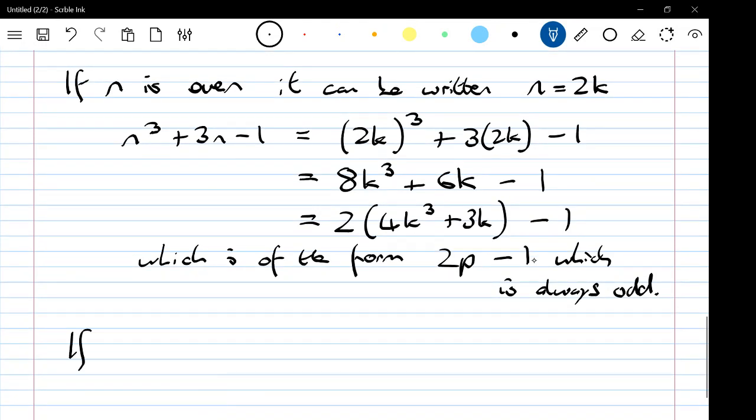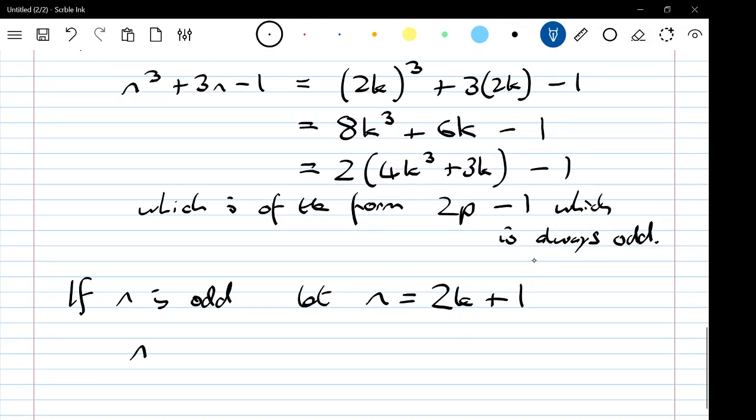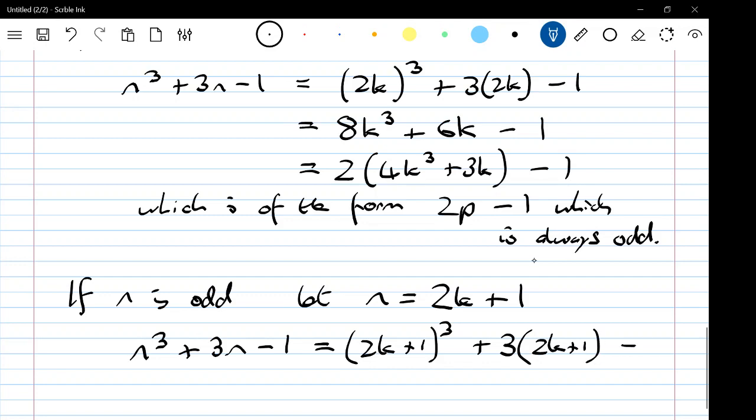If n is odd, then we're going to let n be equal to 2k plus 1, because that's the form of an odd number. We could equally write 2k minus 1. So n cubed plus 3n minus 1 is going to be 2k plus 1 cubed plus 3 times 2k plus 1 minus 1.